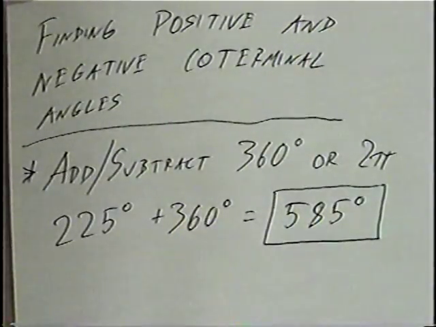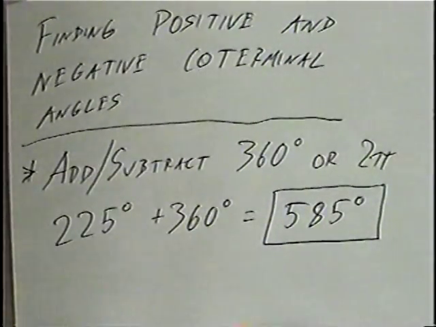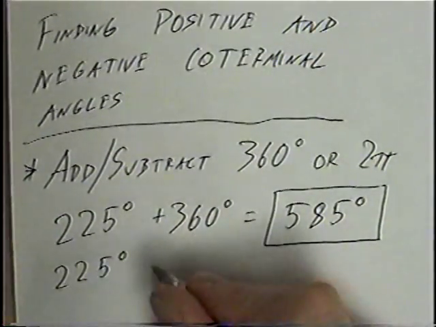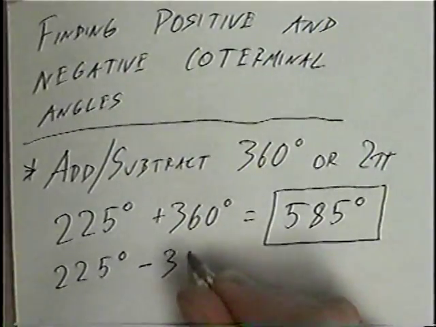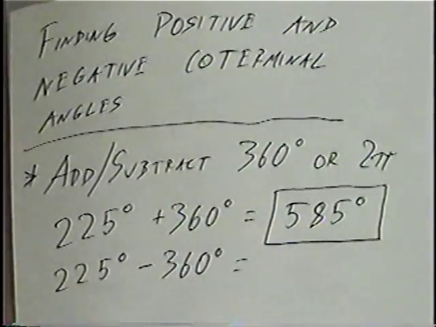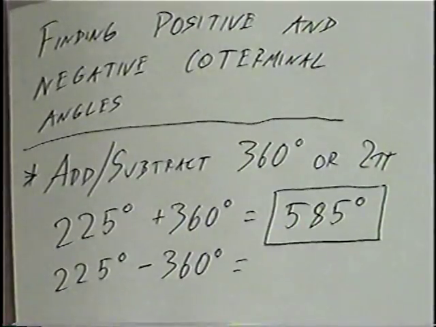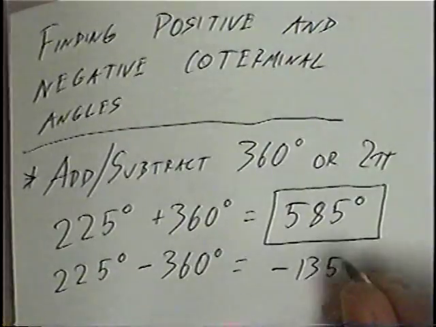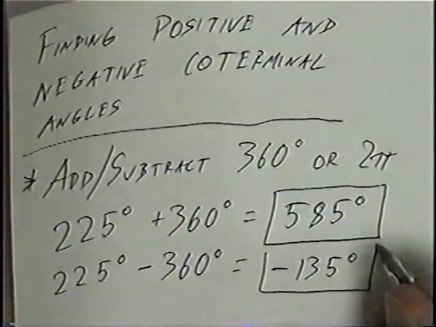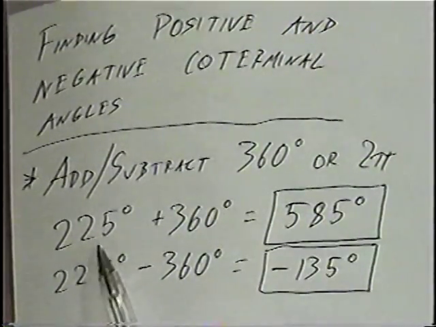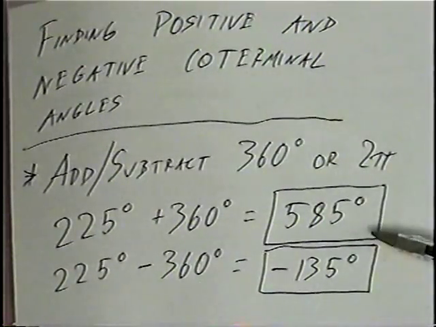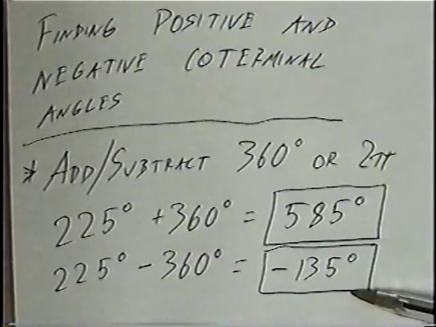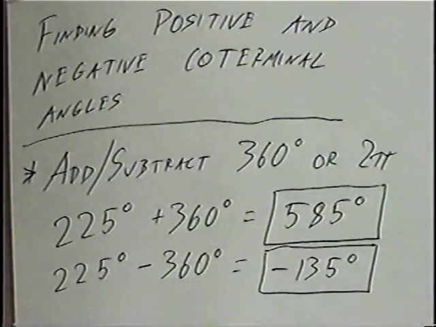What that means is 225 degrees is the same as 585 degrees, except 585 degrees has one extra revolution around the circle. To find a negative coterminal angle, we can take the original angle of 225 degrees, and instead of adding 360, we can subtract 360. 225 minus 360 would be negative 135 degrees. So for the angle 225, a positive coterminal angle is 585, and a negative coterminal angle is negative 135.